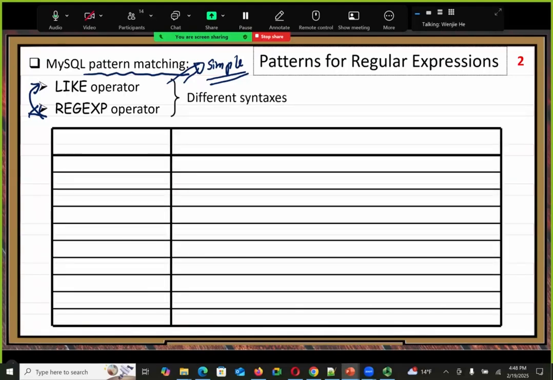Here what I'm doing is the regular expression. But because the LIKE operator is so simple, let me just quickly say something about it. There is a percent sign, a special character. The percent sign you can use to represent anything in this LIKE operator. So I need to give you an example.